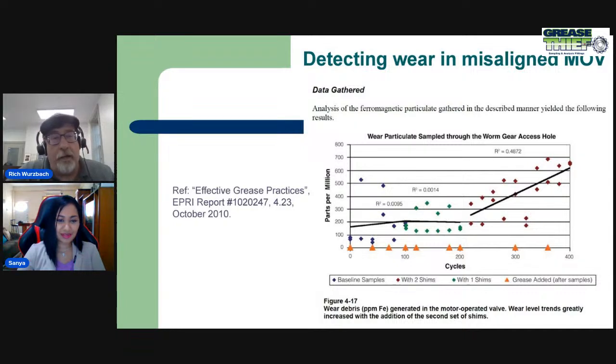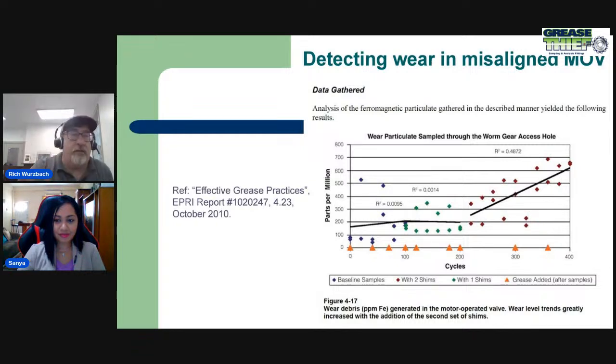So if you go to EPRI, the Electric Power Research Institute, or EPRI.org, and then you go to the search window for research, you can look for this report, or you can search it by effective grease practices, and you can download that. In fact, you can download it both in English and Korean translation. All right, both are available. But one of the things that you find in here was the study that was done, which looked at MOVs. So this is an MOV, a motor operated valve, and we're doing cycles.